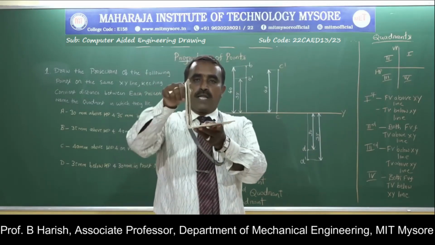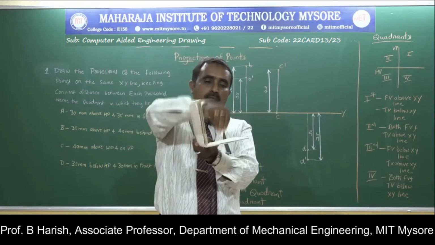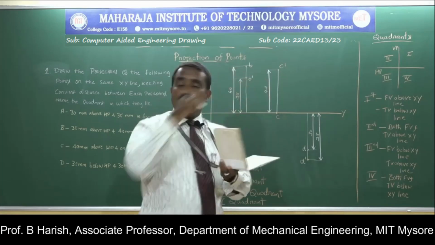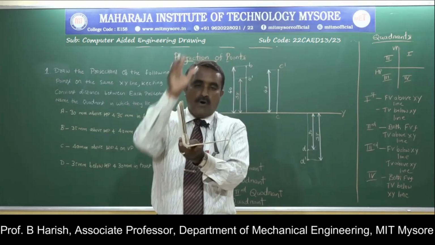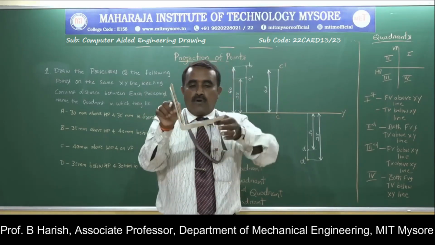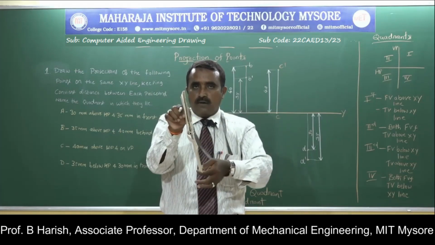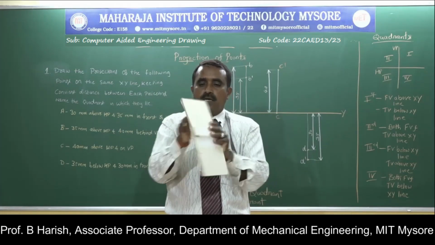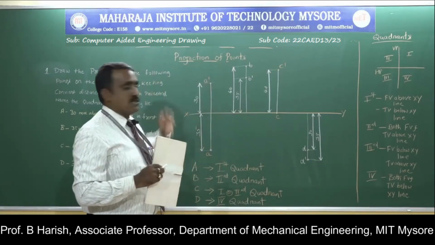The rule says that the vertical plane is fixed, and the horizontal plane is rotated like this. So 30 mm above HP, 35 mm in front of VP. My front view is here, top view is here. I will be rotating the horizontal plane clockwise. So when that is the case, I will get the top view below and the front view above.